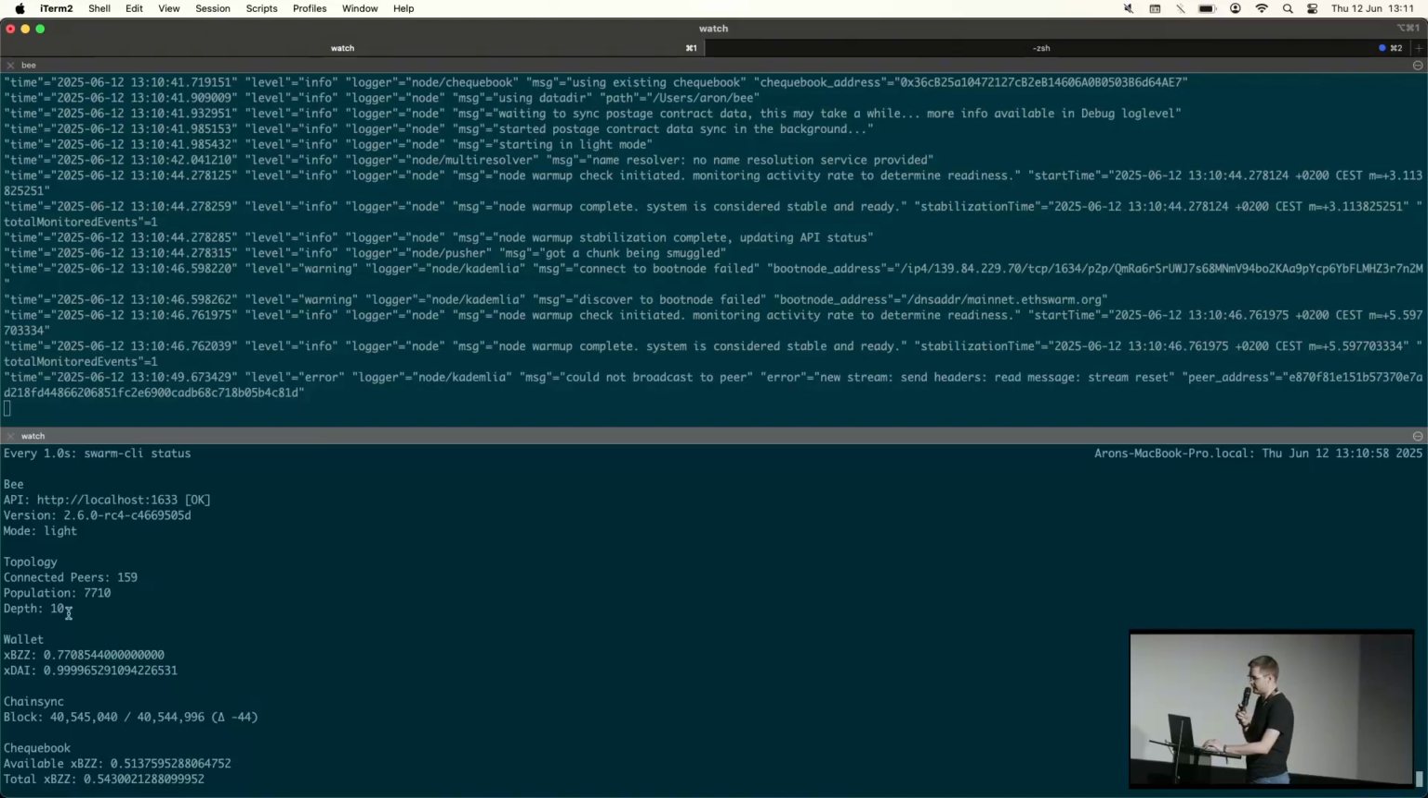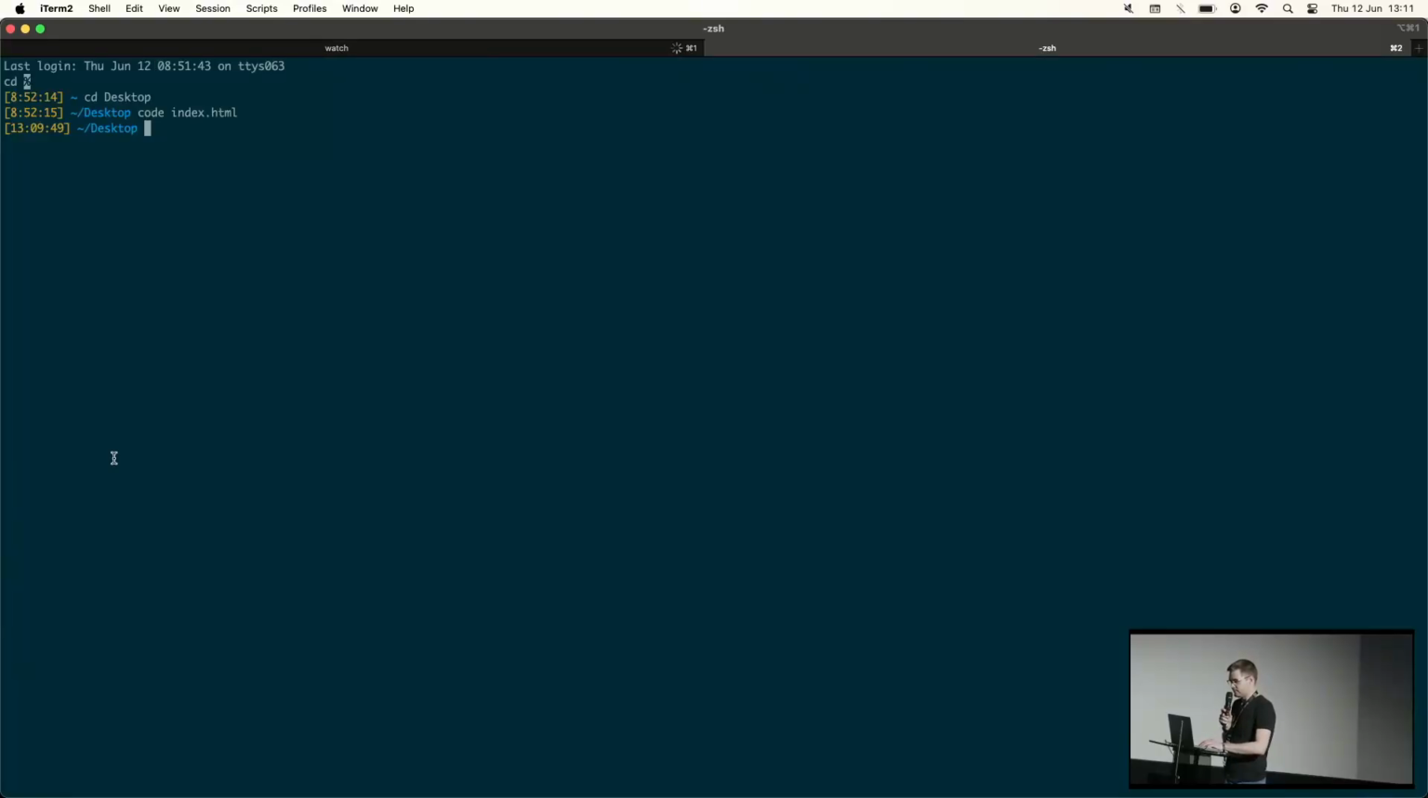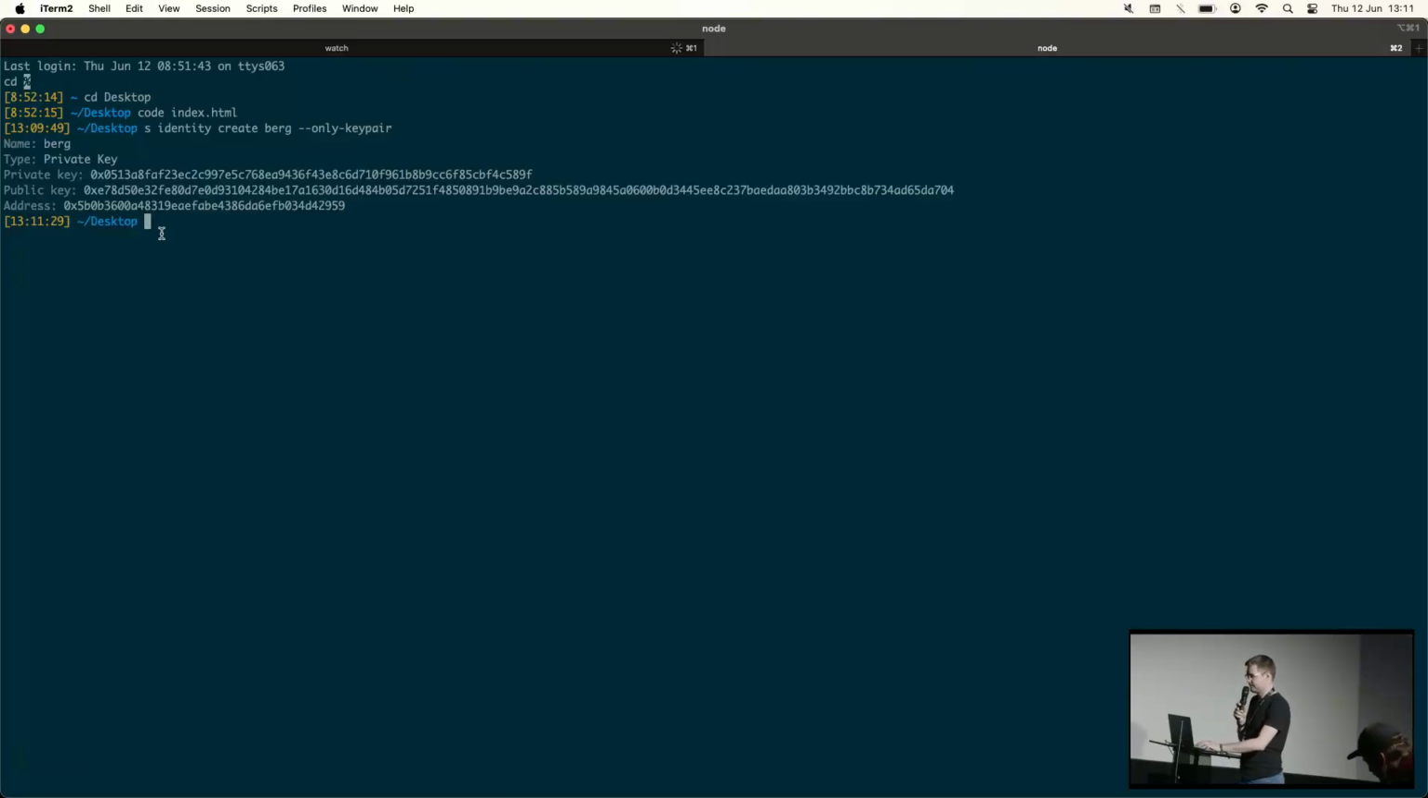And now we are at depth 10. Okay. So the first thing that I'm going to do is use a tool called Swarm CLI that I have as an alias on S, and use identity create, give it a name, specify that I want a private key, not v3 format. Okay, so this is needed for a feed. This is going to be the owner or the Ethereum address part.